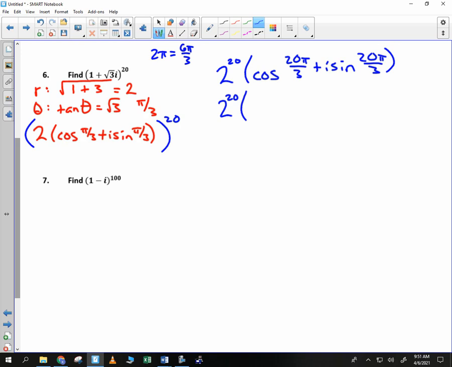14 pi over 3. You agree 14 pi over 3 is still more than once around? Subtract it again and you get 8 pi over 3. Everybody agree 8 pi over 3 is still more than once around? Subtract it off again and you get 2 pi over 3. That's trigonometric form.